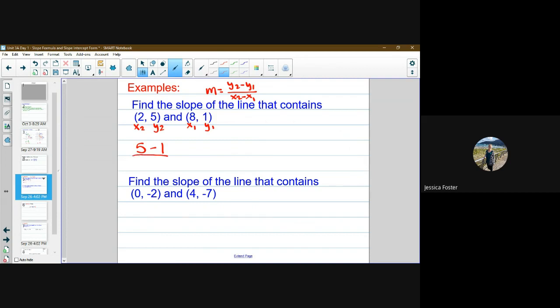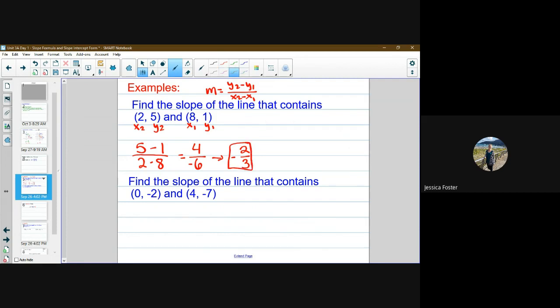So because I started with 5, I have to start with the x value that went with that. So 2 minus 8. Go ahead and simplify this. 5 minus 1 is 4. 2 minus 8 is negative 6. And looking to see, can I simplify this fraction so that it's in simplest form? Well, 2 goes into both 4 and 6, so I end up with a slope of negative 2/3.